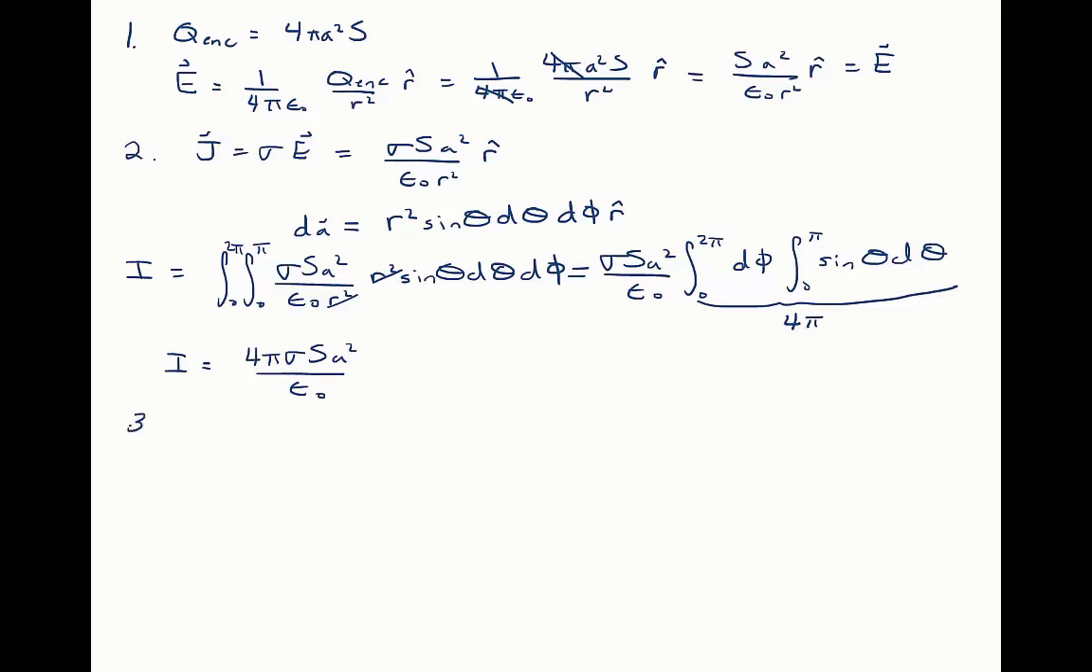Now let's do our potential. Okay, and we're integrating on a straight line going towards the center of the sphere. So that means R is what's varying.